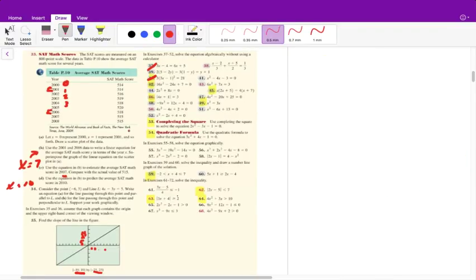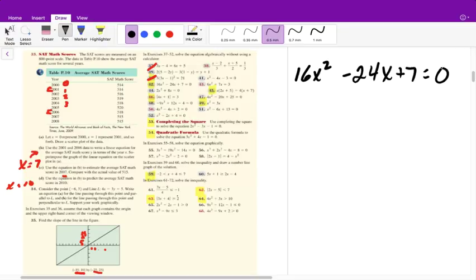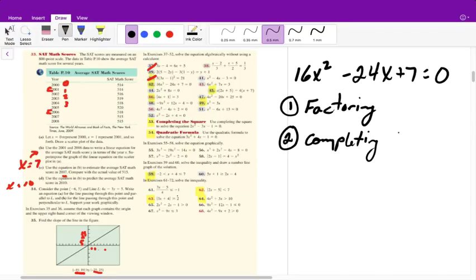All right, the next one I'm going to go over is number 42. So we have 16x squared minus 24x plus 7 is equal to 0. There are multiple ways that you can solve for this. There are mainly 3 methods that we use. The first one is factoring. That's usually the one that we check first. The second one is completing the square. And the third one is the quadratic formula.